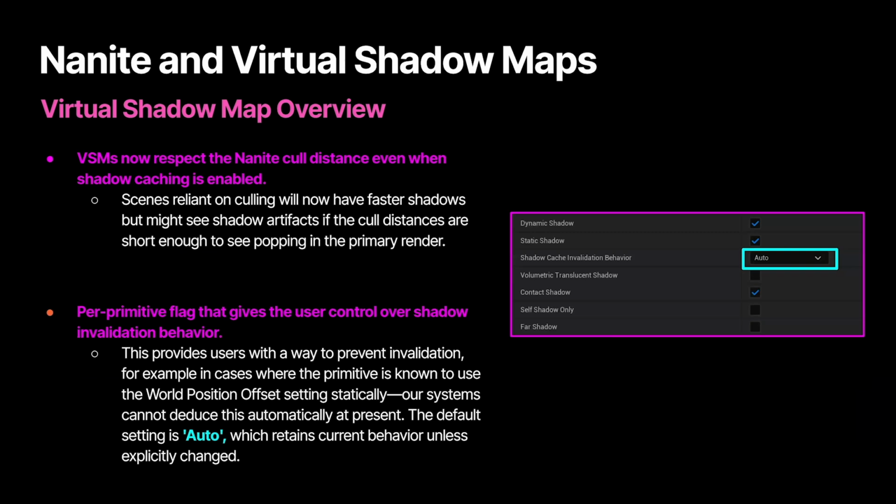Virtual shadow maps can now respect the Nanite cull distance, even when shadow caching is enabled. And there's a per-primitive flag that gives the user control over shadow invalidation behavior. These may come into play a little bit more for a larger world, for things that you're calculating and wanting to make sure that your shadows are all reading correctly.